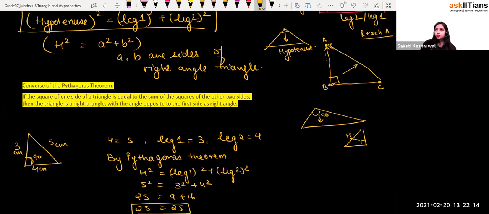So what is the converse of Pythagoras theorem? It says that if the square of one side of a triangle is equal to the sum of the squares of the other two sides, then the triangle is right angled, and the angle opposite to the first side is the right angle. I'll give you an example, don't get confused.